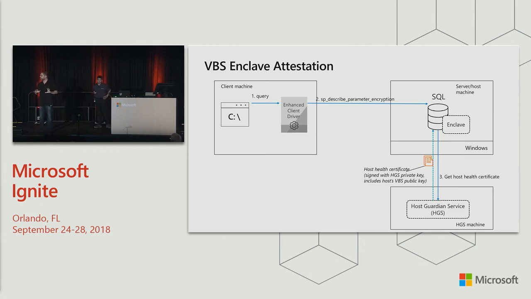Health certificate. We throw back a health certificate that contains a public signing key that was born on the machine inside our VBS enclave. It was born there. We send that back inside the health certificate, and Jakob now has exactly what he needs to proceed. Right.